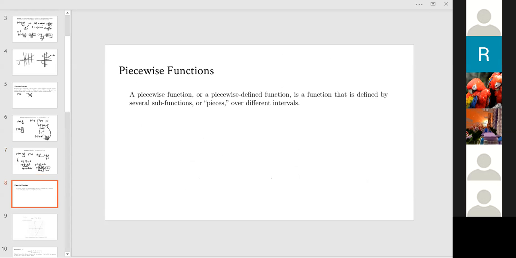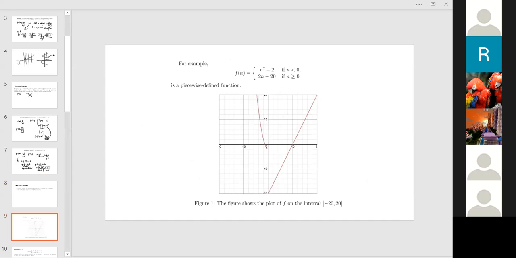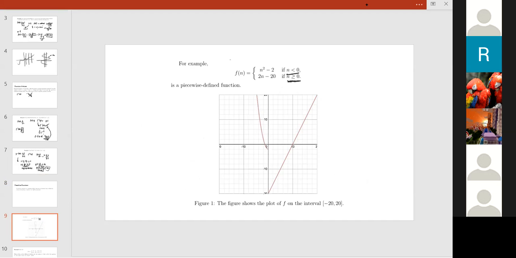Okay, so now we'll move on to piecewise functions. So a piecewise function is a function that is defined by several subfunctions or pieces over different intervals. So here we have an example of a piecewise function. So basically, in different ranges of the domain, we have different functions. So for n less than 0, we have n squared minus 2, and for n greater than or equal to 0, we have 2n minus 20. So the graph of this function looks something like this.